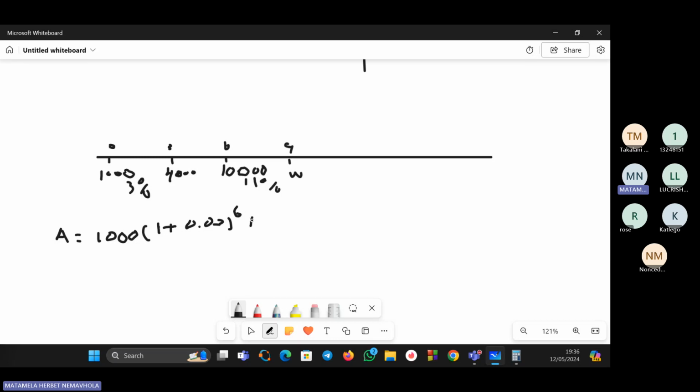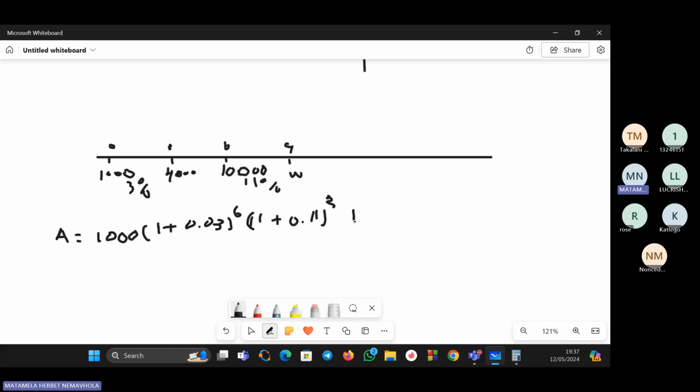Then you add plus. Remember, from 0 until 6, it was only 0.03. Then the interest rate changed from 3% to 11% when it becomes 6 years. From 6 to 9, the difference is 3 years. Then we're going to say brackets 1 plus 0.11, because it changes to 11%, 0.11 to the power 3. So we have calculated how much this 1,000 accumulated from day 1 until 9 years, the interest of that 1,000.